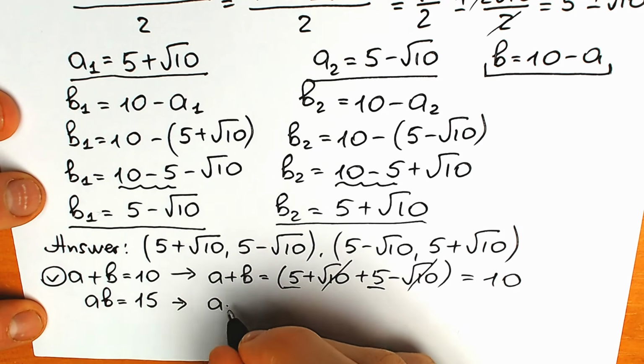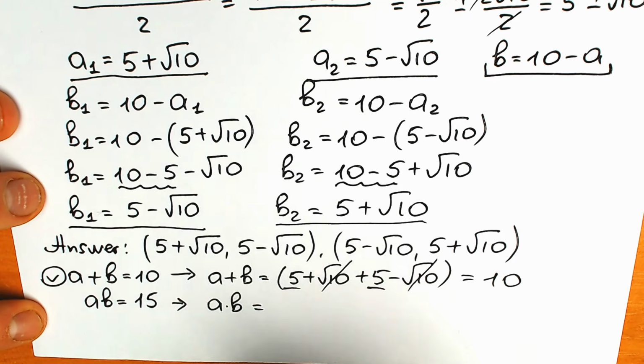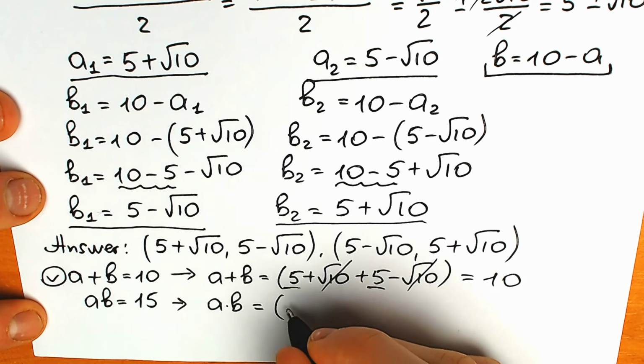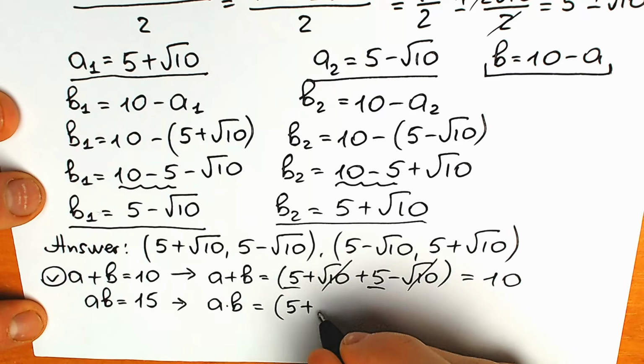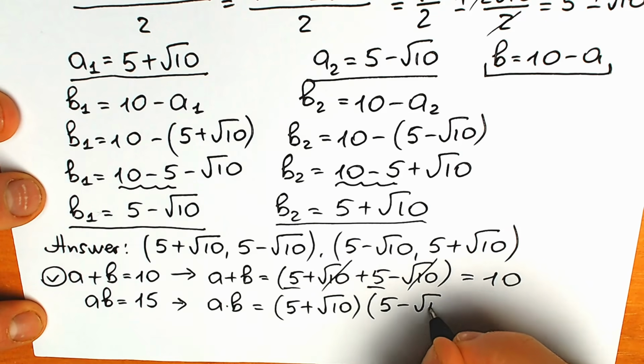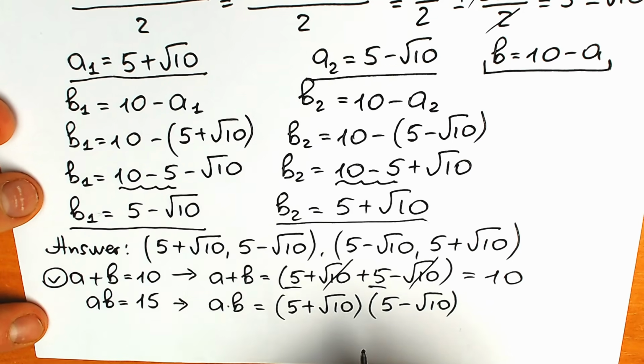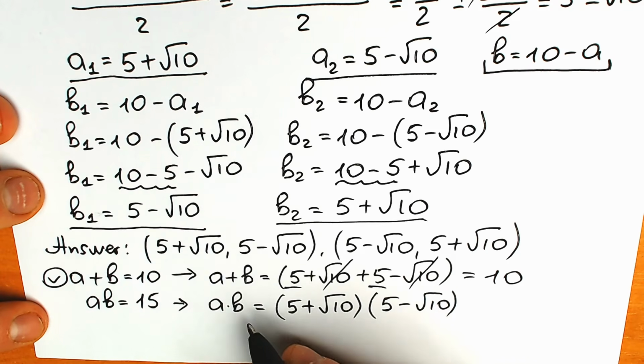So a times b. For example, let's check this expression. We don't need to check both of these. Let's check this one: 5 plus square root of 10 times 5 minus square root of 10. And I really hope you understand this school formula. When we have x plus y times x minus y, what do we have? Difference of squares, x squared minus y squared.